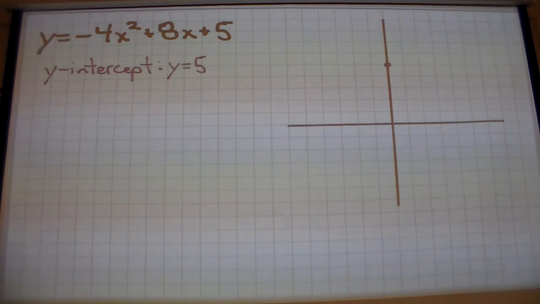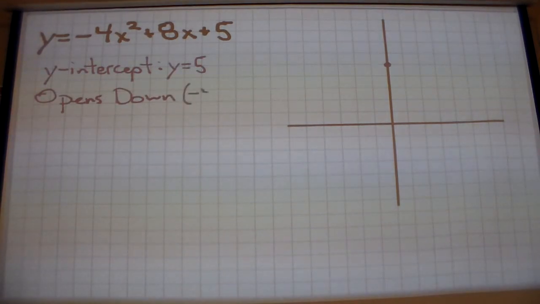All right. It hits at 5. We know that. What else? Something easy from it. It's going down. Yeah, it opens down, because it's a negative 4x squared. And that's because we have a negative 4.